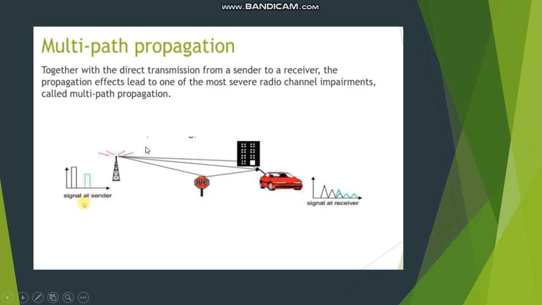Next, we have multipath propagation. Together with direct transmission from a sender to a receiver, the propagation effects lead to one of the most severe radio channel impairments called multipath propagation. Multipath propagation में क्या होता है कि हम एक जगह से सिग्नल भेज रहे हैं, but there are many obstacles in between. Let's say there are material mediums, there are reflecting objects, there is refraction taking place, diffraction taking place, scattering that is taking place. So ऐसा multiple times अगर वो सिग्नल हिट हुआ है या रिफ्रैक्ट हो रहा है, कहीं पे डिफ्लेक्ट हो रहा है, तो वो सिग्नल का स्ट्रेंथ वीकर एंड वीकर ही हो जाएगा.